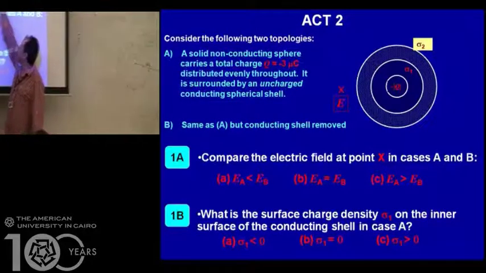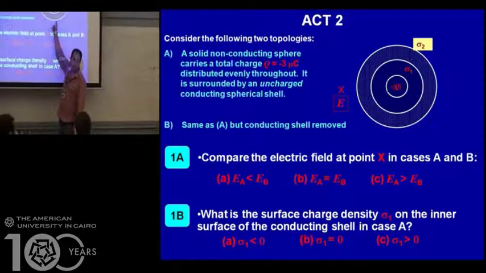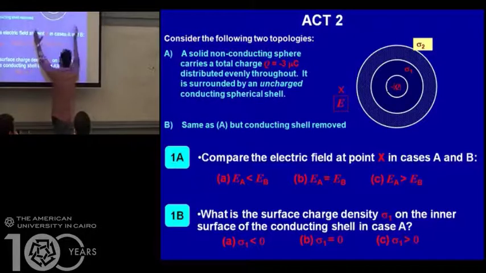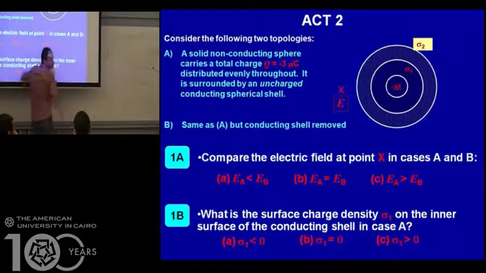You get on that surface positive Q, and you get on that surface negative Q. What is the total charge inside Gauss's surface? Total charge is negative Q. Negative Q.